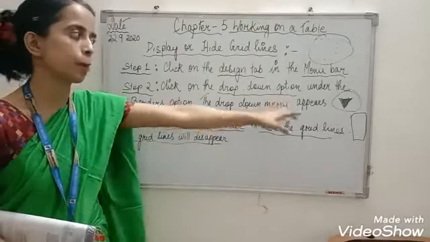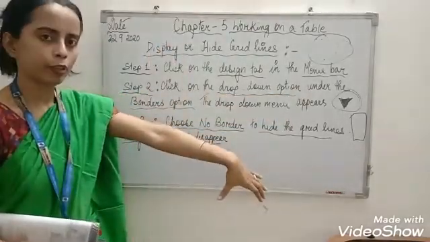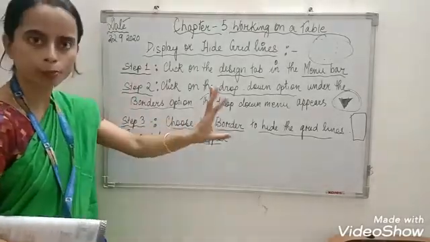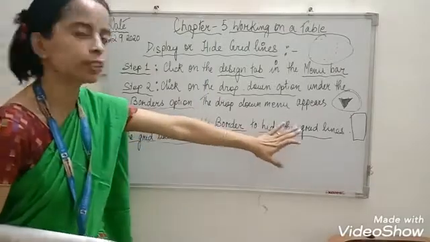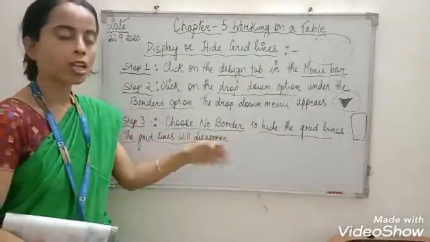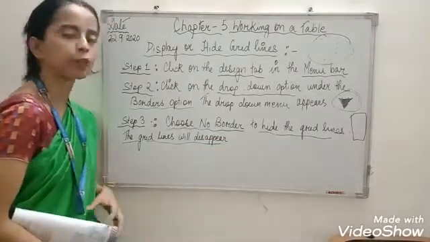The drop down menu appears. Once you click the drop down option, one menu will appear. From there, choose no border. That means you don't want border. Right? To hide the grid lines, and the grid lines will disappear. So this is how you hide the grid lines.